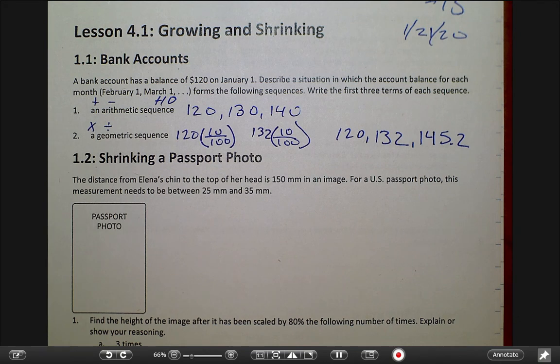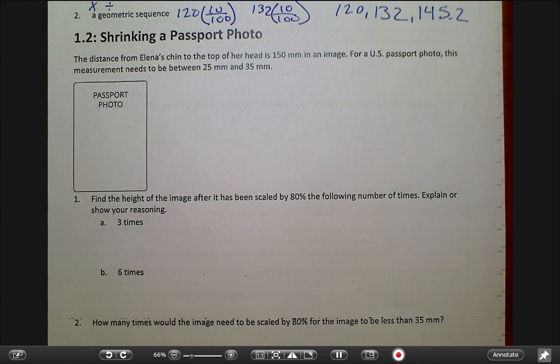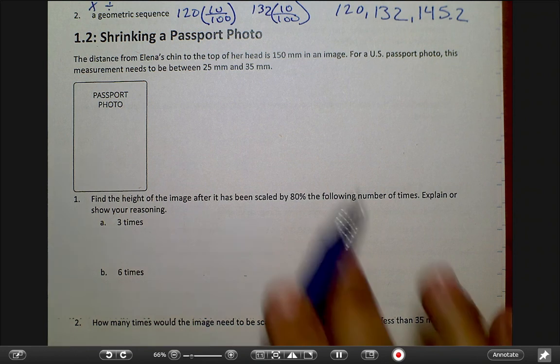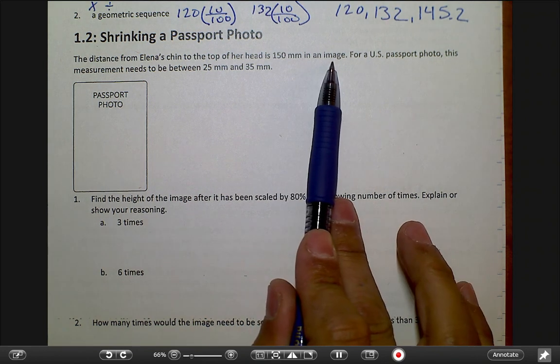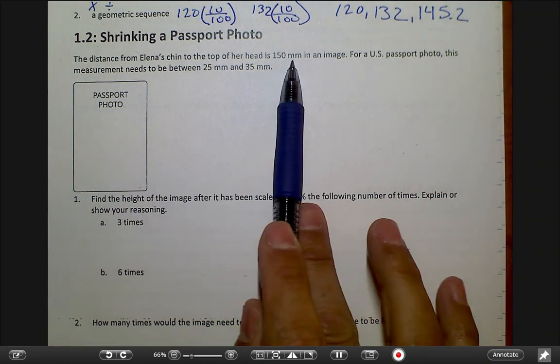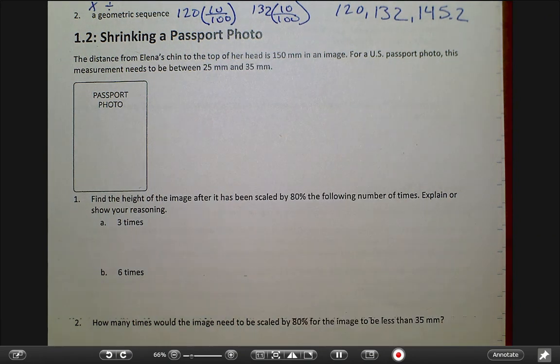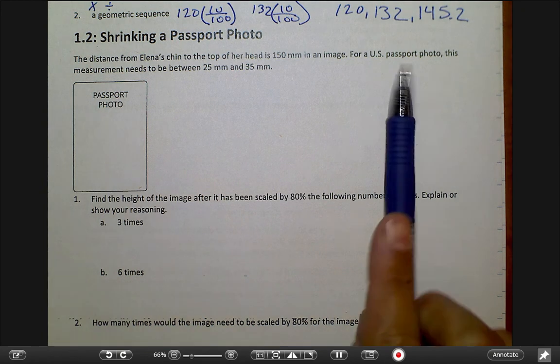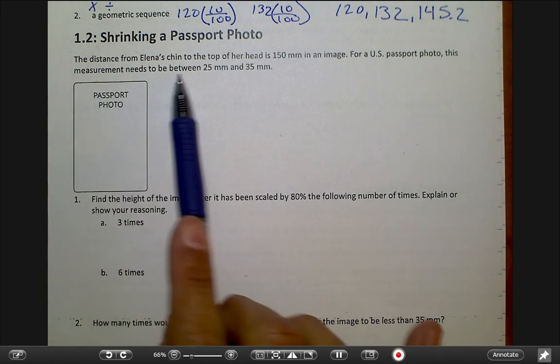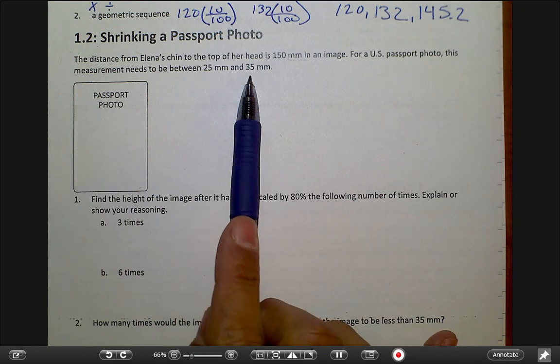So now, let's take a look at this. Passport photos. It says the distance from Elena's chin to the top of her head is 150 millimeters in an image. In every passport photo, it's got to be a certain size, so they have to zoom it in and adjust it and all that other good stuff. For a U.S. passport photo, this measure needs to be between 25 millimeters and 35 millimeters.